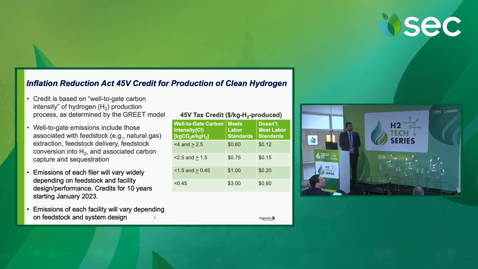Point to note that every facility will have a different hydrogen carbon intensity depending upon the feedstock they use and the performance of the facility. On the right hand side, you can see there are four tiers of credits, and up to a maximum of $3 per kilogram of hydrogen tax credit can be availed if the carbon intensity is below 0.45.